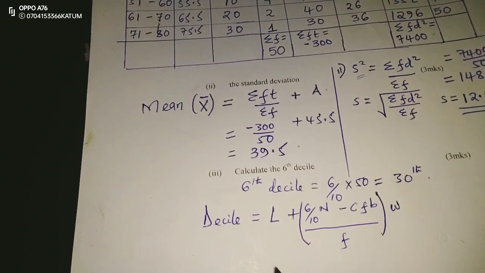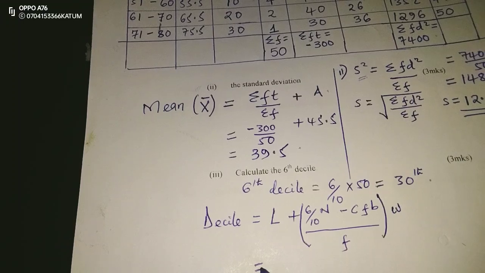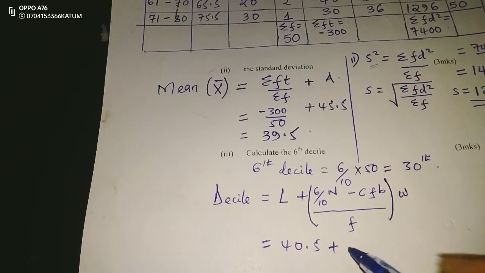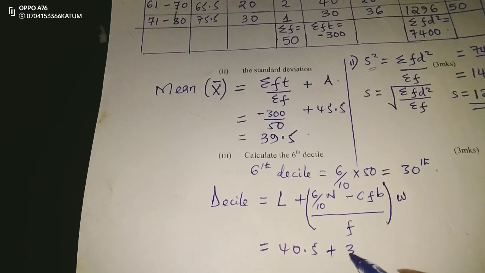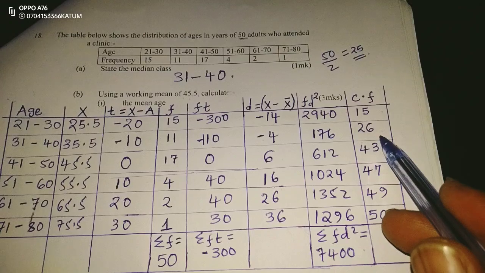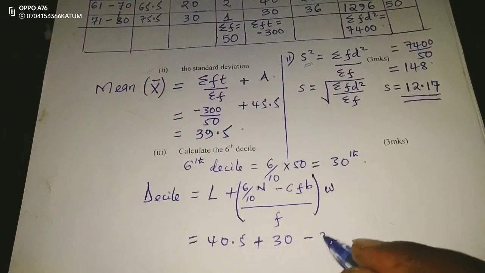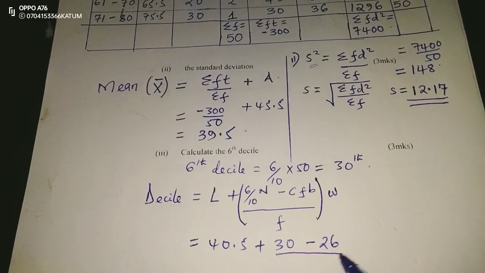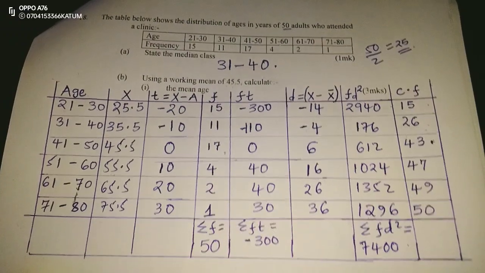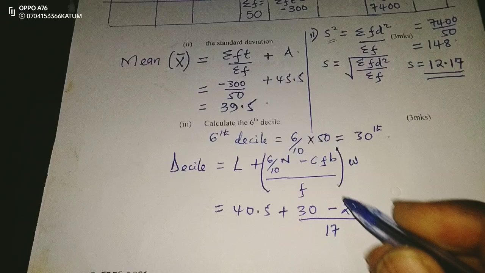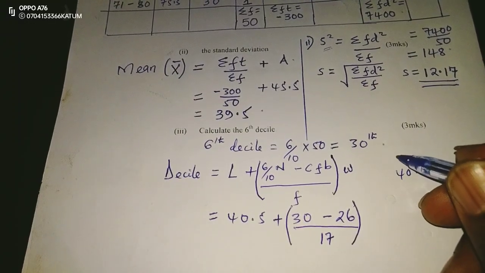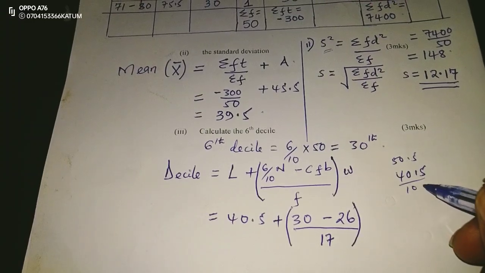So we're going to have the lower class boundary. The class is 41 to 50, so 40.5 plus 6 out of 10 by 50. We're going to have 30 minus cumulative frequency just before this class. Cumulative frequency for that class is 43, but just before the class, we will have 26. So we subtract 26. Then we divide by frequency of this class, which is 17. Then multiplied by class length, from 40.5, the lower boundary, up to 50.5. This is a class width of 10.